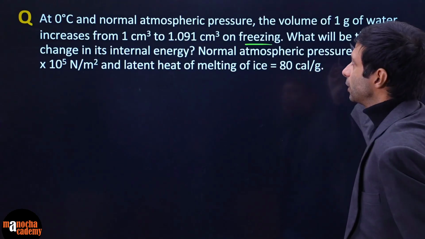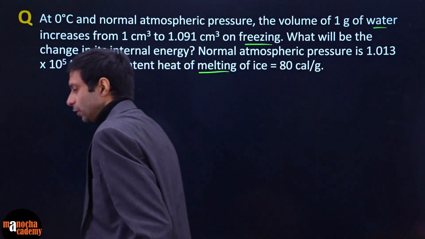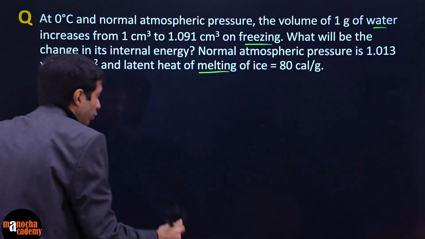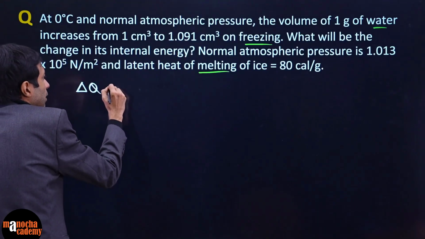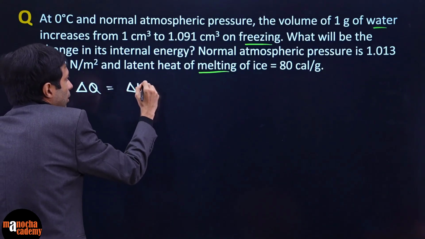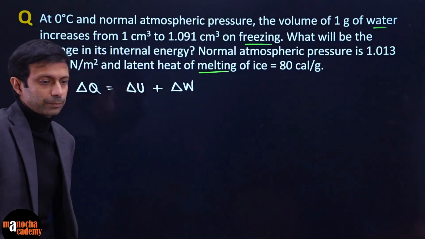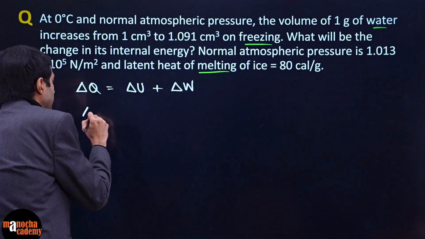Normal atmospheric pressure is given to you and latent heat of melting is given. So try this. Very interesting question. Again, you can see it will be based on the first law because of the change in internal energy. So the whole goal is again to do delta Q equal to delta U plus delta W. Yes or no?